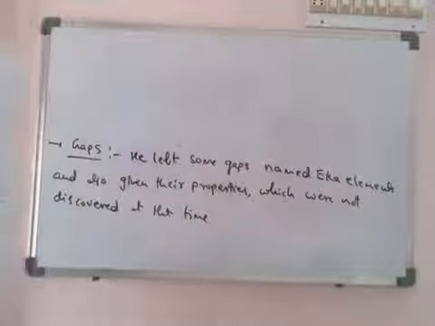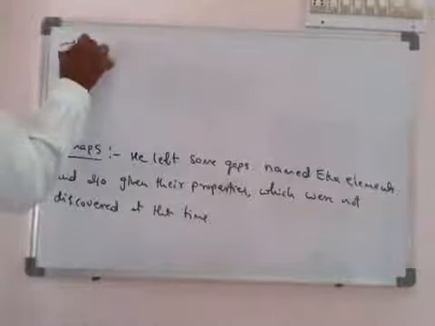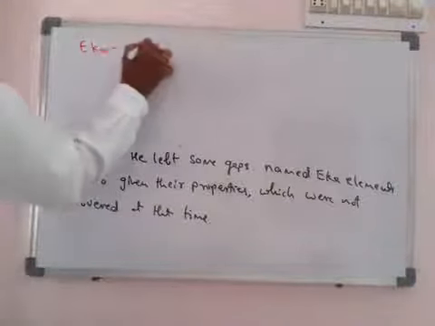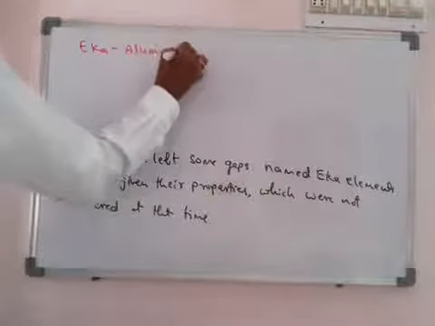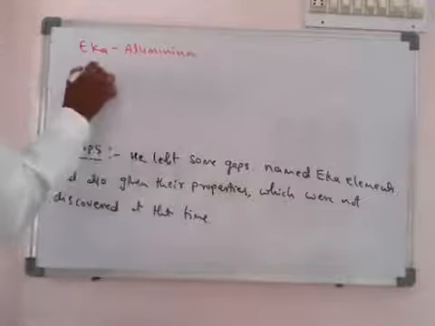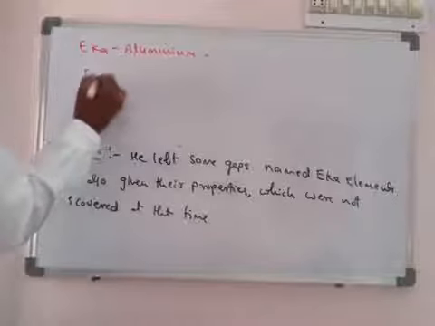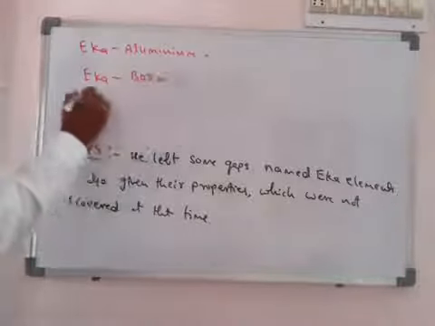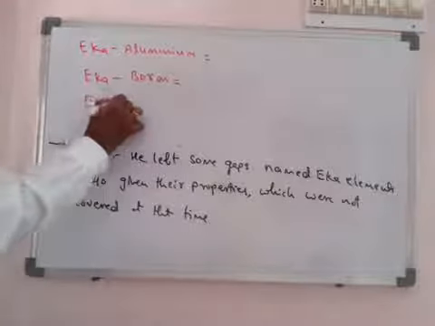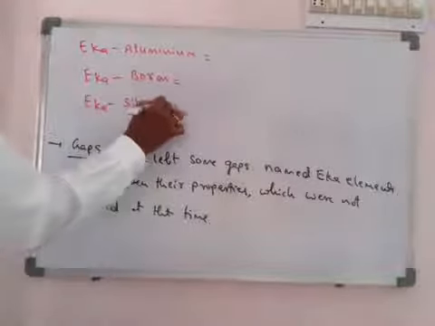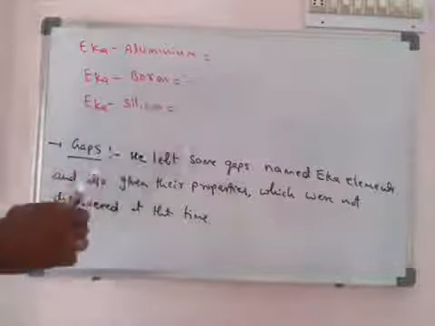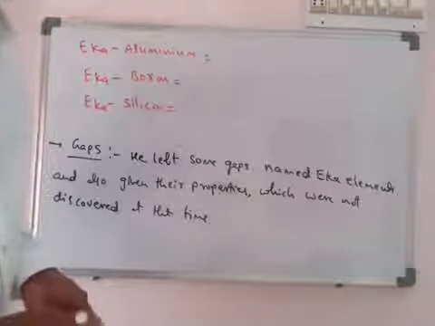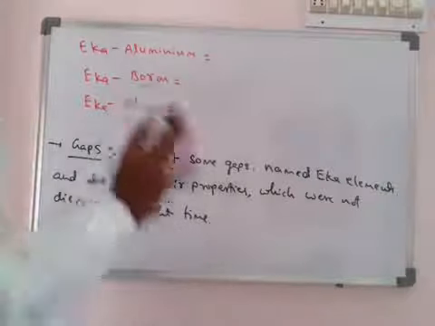So the main gaps he left are eka aluminium, eka boron, and eka silicon. So mainly he left three places. Next, in the revised table there are a lot of gaps, but now in the original table we discuss these.